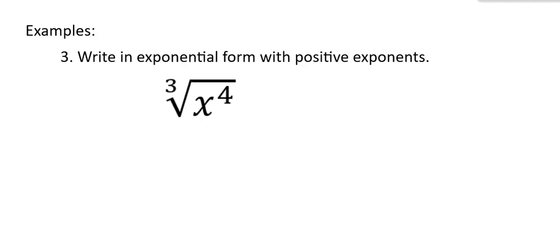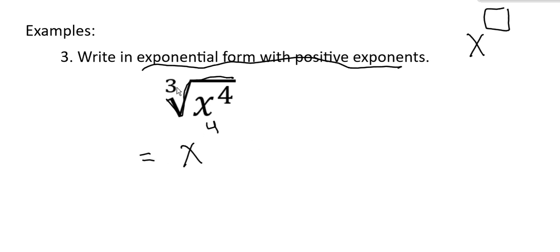Okay, next one, write in exponential form with positive exponents. So exponential form means I don't want this radical sign anymore. I want it to be like x to the something. So what I know is that I have x to the 4, and then it's the cubed root, which means it must have been divided by 3. So that's my answer, right? The 4 is still the 4, but the cubed root, or the third degree radical, becomes divided by 3 in the exponent.